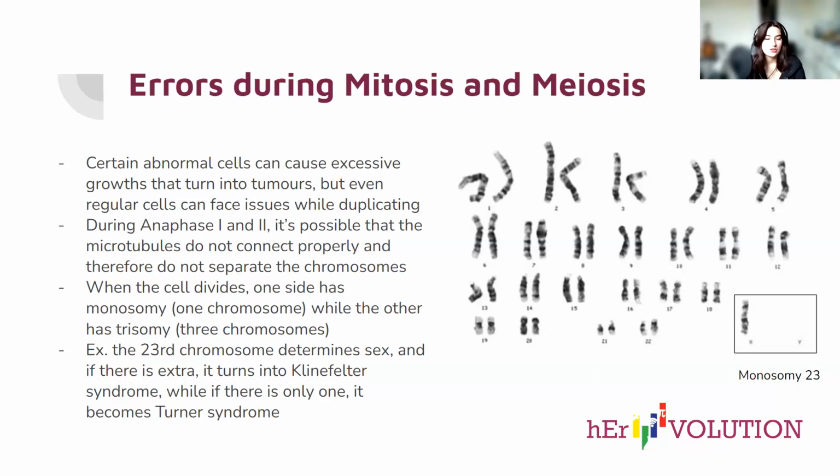So, for example, the 23rd chromosome determines sex in humans, and if there's an extra, so if there's trisomy, it'll turn into Klinefelter syndrome, which affects males, and if there's only one, so it's monosomy, it'll become Turner syndrome, which affects females. Both of them cannot reproduce, and they end up with different traits that could be similar to the opposite sex. So the male with Klinefelter syndrome would be more genetically similar to a female, while the female with Turner syndrome could be more genetically similar to a male.